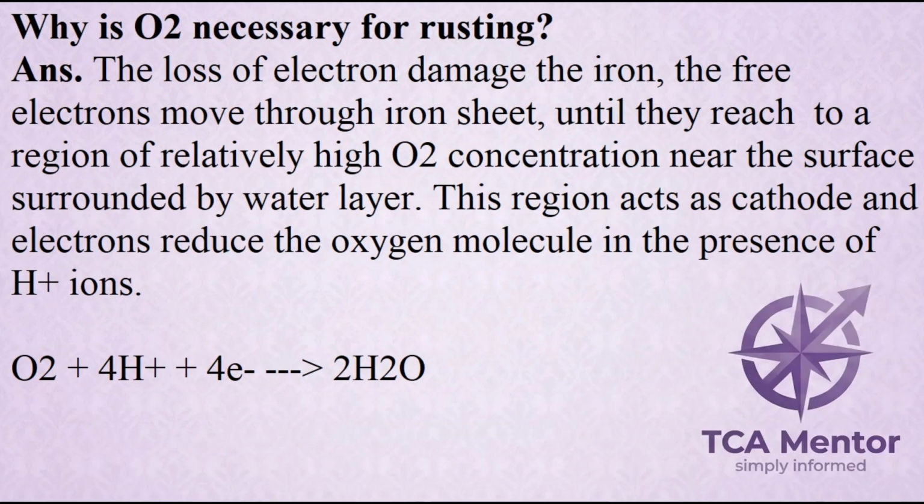Why is O2 necessary for rusting? ANS. The loss of electron damages the iron. The free electrons move through iron sheet until they reach a region of relatively high O2 concentration near the surface surrounded by water layer. This region acts as cathode and electrons reduce the oxygen molecule in the presence of H⁺ ions. O2 + 4H⁺ + 4e⁻ → 2H2O.